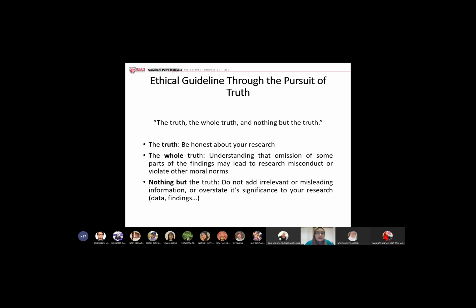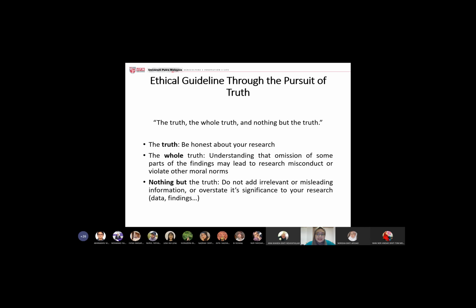Okay. And the last one, nothing but the truth. So what this means is don't add on. When there's a lot of things happening in the world right now, people just add on data, they falsify things. And the justification is they want to make the result look good. That is one thing, or they have some issues. They are liable with something, so they change something. So ethically, that is wrong.